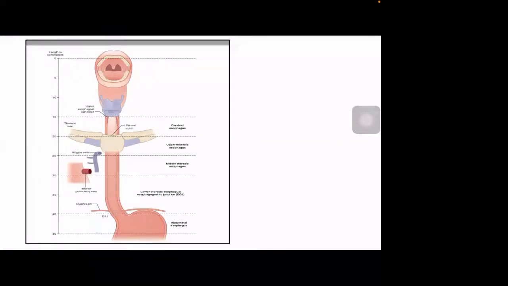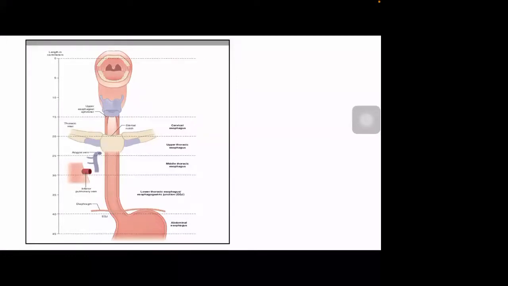So a tumor at 35 centimeters on endoscopy is roughly in the lower thoracic esophagus. A tumor at 18 centimeters from the incisors means it's around the cervical esophagus. So like that you have to interpret. This is the division, based on anatomical landmarks and on the measurement from the incisors.